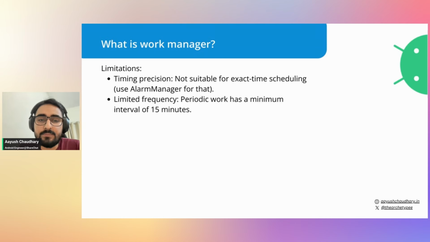There are some limitations of using WorkManager. There is timing precision: if you start a work, it is not guaranteed that it will run on time because of quotas. We'll talk about quotas later. It also has a minimum frequency of 15 minutes to run a periodic work. So if you want to run a periodic work every 10 minutes, you can't use WorkManager.